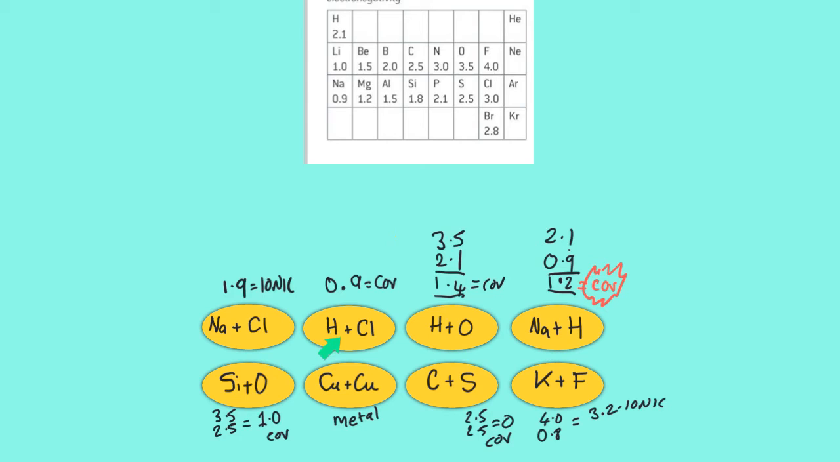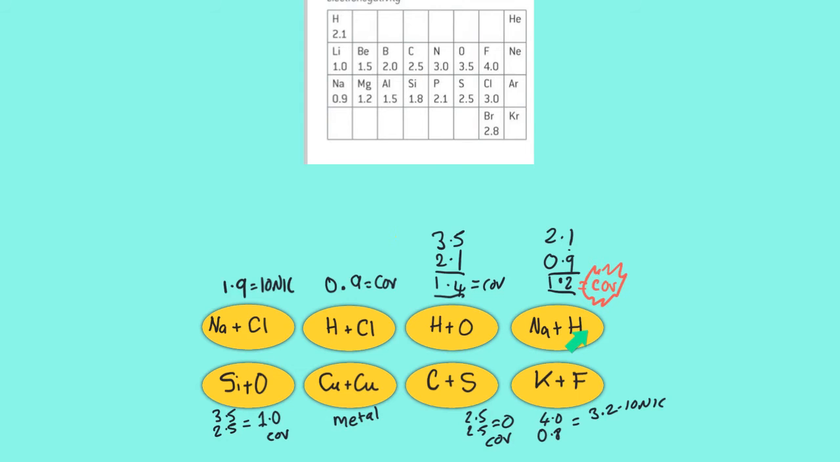Now let's look at hydrogen and chlorine to make hydrogen chloride. Hydrogen's electronegativity is 2.1 and chlorine's is 3. So the difference in electronegativity is 0.9 and therefore it's a covalent bond because it's less than 1.9. Let's have a look at hydrogen and oxygen. Hydrogen's electronegativity is 2.1, oxygen's is 3.5, the difference is 1.4 and therefore it's still covalent because it's below 1.9.